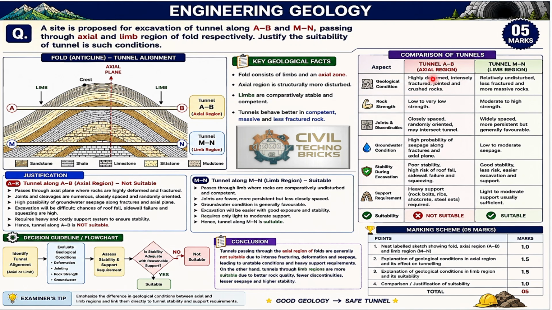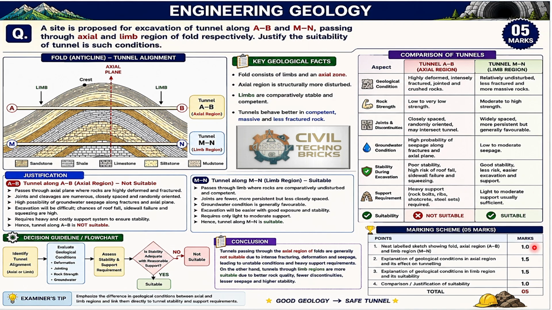Here the tunnel AB is in the axial region, this is the second column which is not suitable, whereas tunnel MN is in the limb region, which is suitable. That suitability is on the basis of support requirement, stability during excavation, groundwater condition, joint discontinuities, rock strength and geological conditions. So here the question is asked for 5 marks.